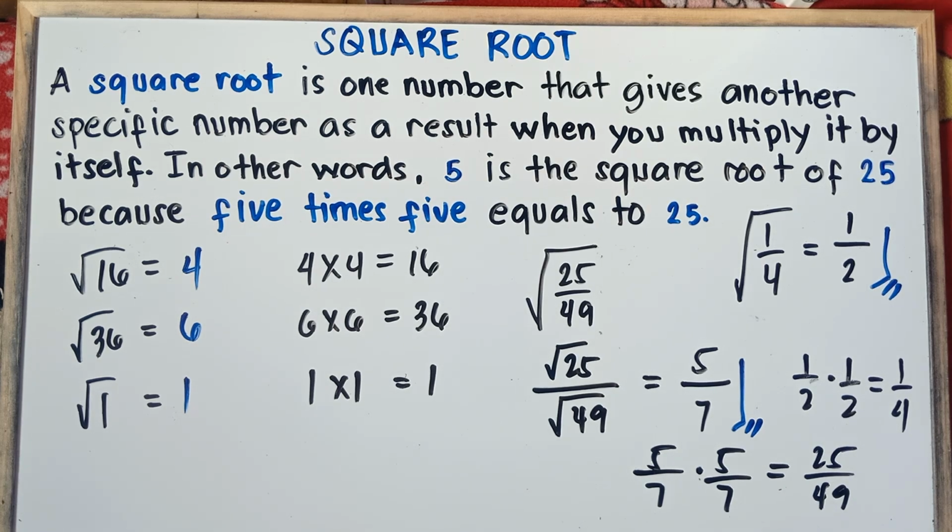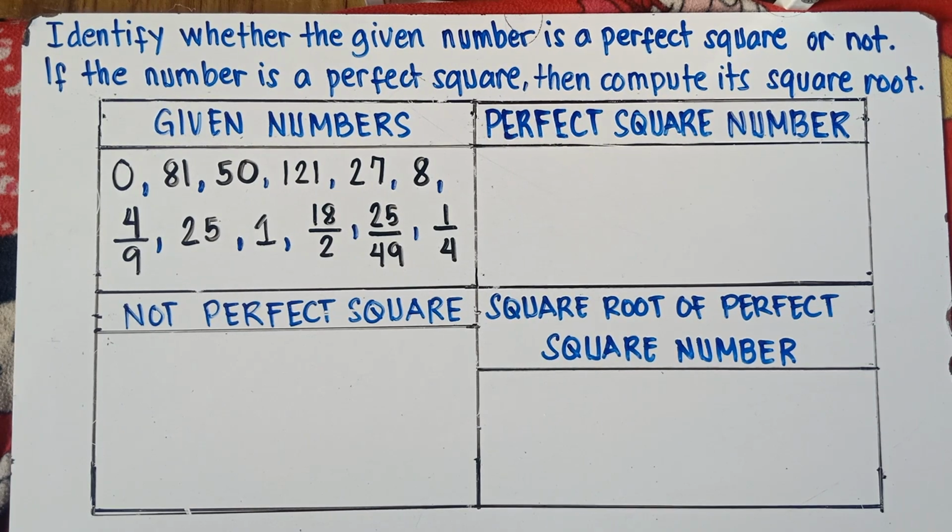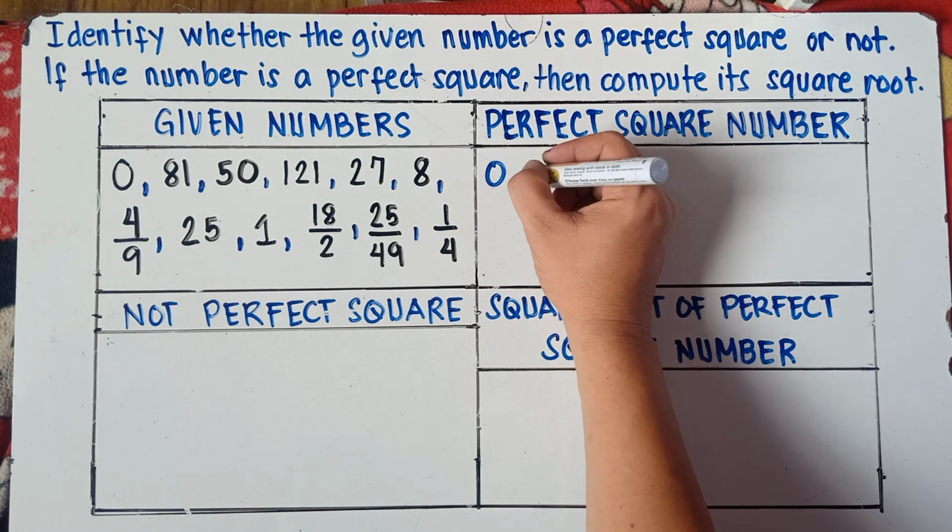Right, let's try to answer this one, class. We're going to identify whether the given number is a perfect square or not. If the number is a perfect square, then compute its square root. Alright, so let's start with 0. Is 0 a perfect square? Yup, 0 is a perfect square because 0 times 0, that is 0. So therefore, 0 is a perfect square.